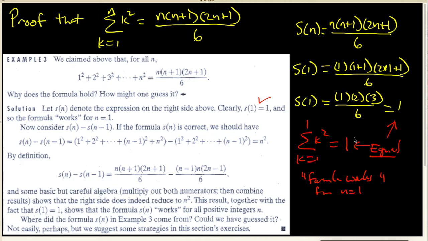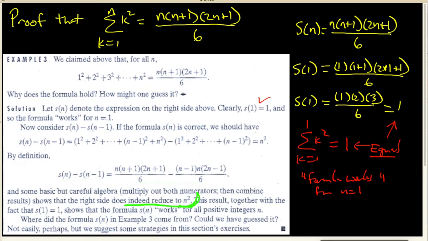Now the next step would formally be called an induction step, but since the authors are not trying to teach mathematical induction, but rather give you an insight into why this formula works, they simply say this step here. Now consider S of n minus S of n minus 1. If the formula for Sn is correct, we should have that this simplifies to n squared. And then they say, by definition, this is equal to this. And then there's some stuff here that ends with, and it does reduce to n squared.